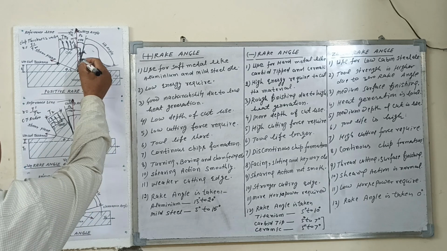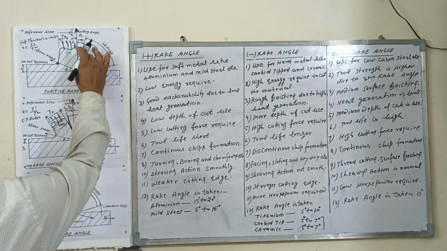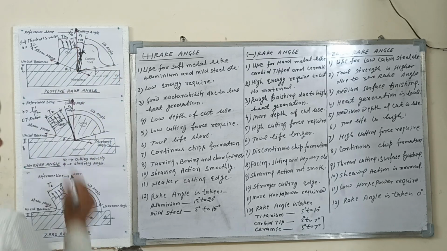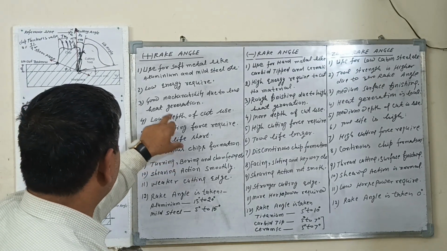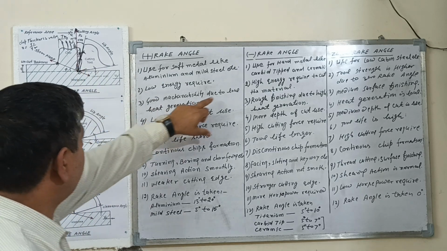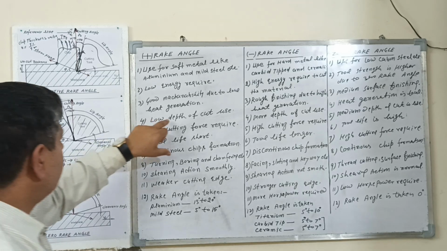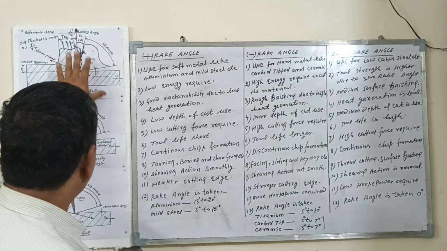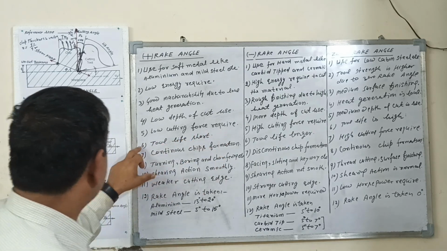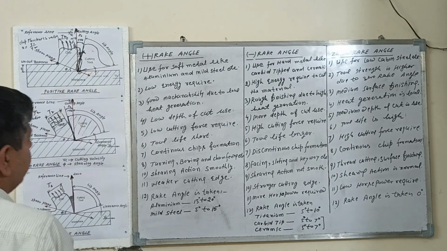At this point, this area is a shearing zone. The shearing zone means heat generation. Due to the sharp edge of the tool, there is low heat generation, so we get a good finish and good machinability. Number four is low depth of cut; with the positive rake angle, low depth of cut and low cutting force are required. Number six, tool life is shorter due to the sharp edge of this tool.